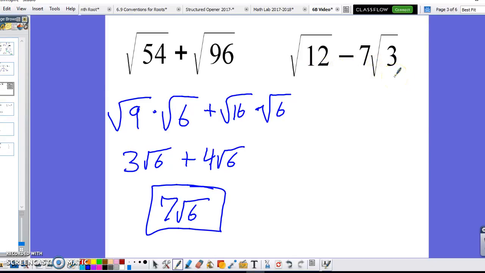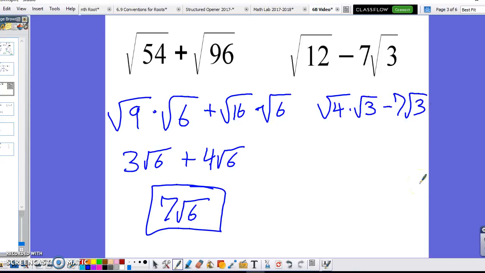One thing I notice is that 3 is a prime number. Prime numbers can't be broken down. There's nothing I can do there. So I'm going to automatically right away just say, well, does 3 go into 12? Yeah, 3 goes into 12. 4 times 3.